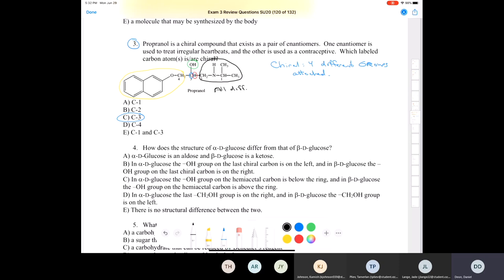all different groups. Okay. Now, in case somebody guessed E, what's the problem with C1? C1, we'll put C1 not chiral. Okay. Because it has two CH3 groups attached. And CH3 groups are identical to each other.